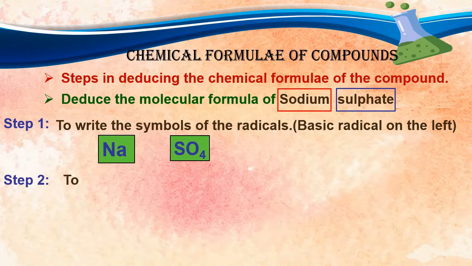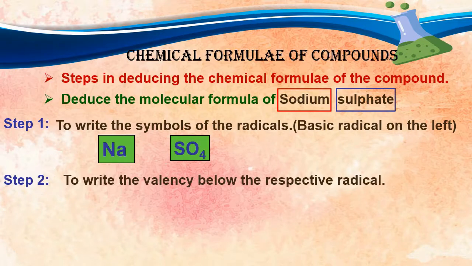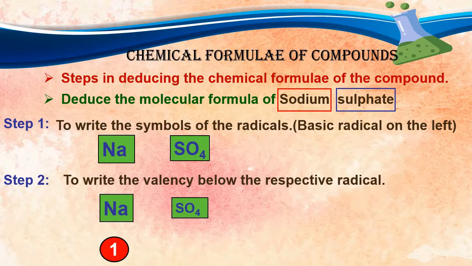Step 2. To write the valency below the respective radicals. Valency of sodium is 1 and valency of SO4 radical is 2. Therefore, we have written the valencies of both the radicals below the respective radical.